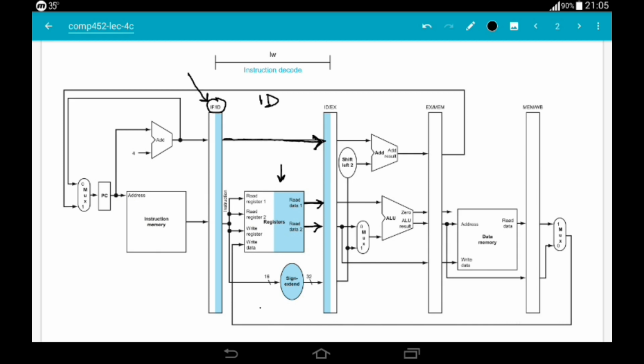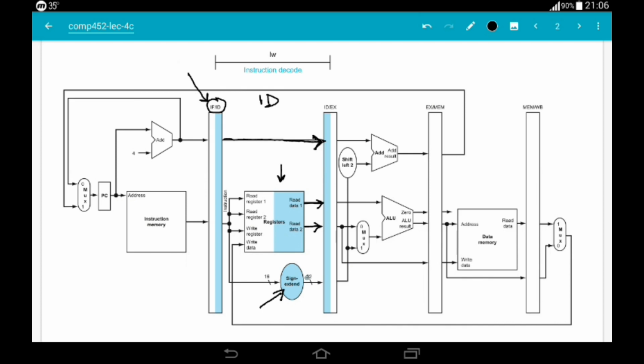What else is happening? Look, we are also using this sign extender, which is converting a 16-bit value into a 32-bit value, because we know that in the case of a load word instruction, that 32-bit value produced by the sign extender is added to the value stored in the RS register, and then it gives us the address of the memory location from where we want to read the word that is to be stored in the register.